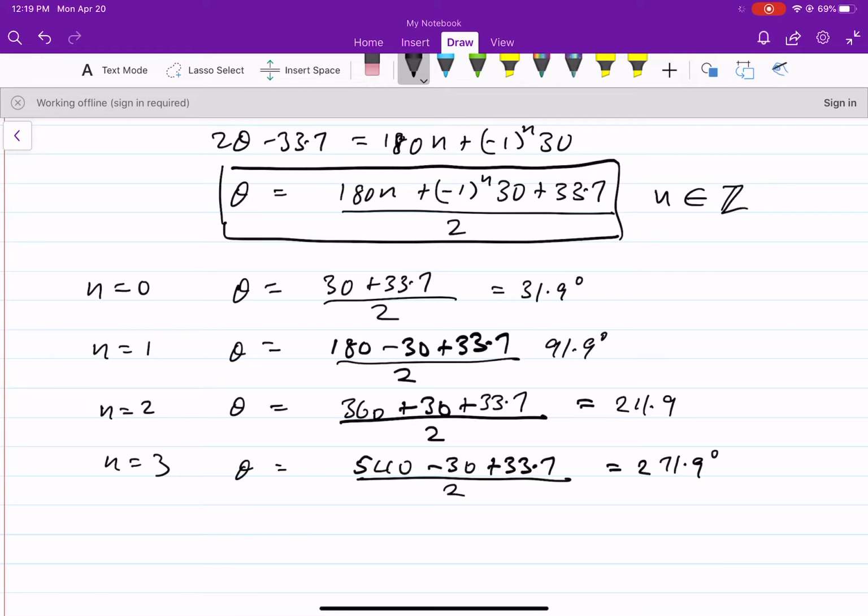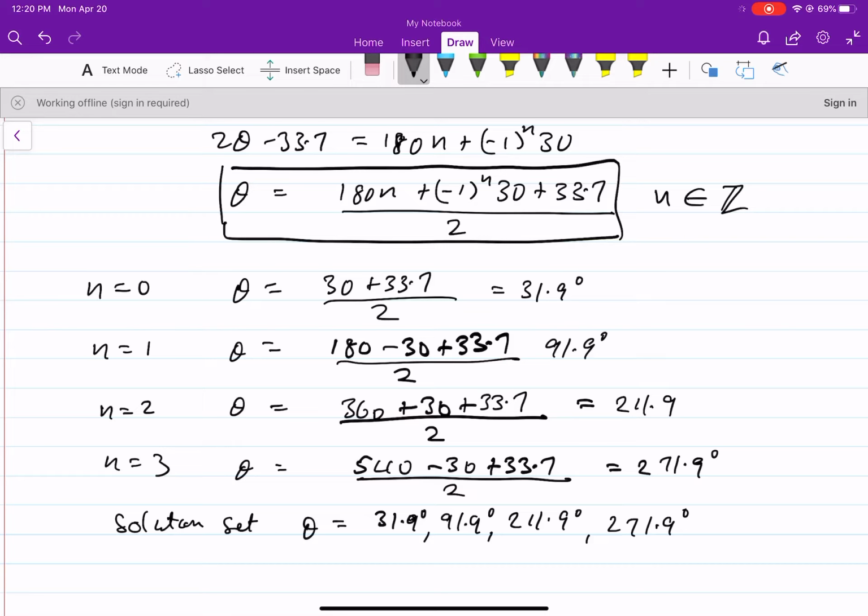Definitely. Yes. So these are my 4 solutions within the range. I don't think a negative value of n would do it. No negative value. So those are my 4 solutions for that equation within the given range. Solution set: theta is equal to 31.9 degrees, 91.9 degrees, 211.9 degrees, and 271.9 degrees.